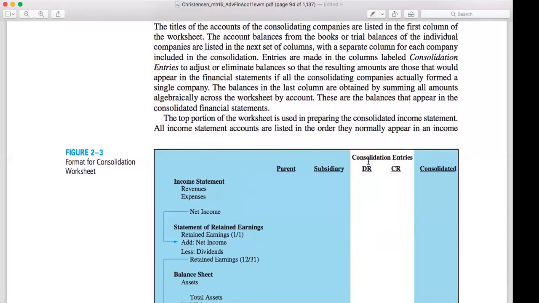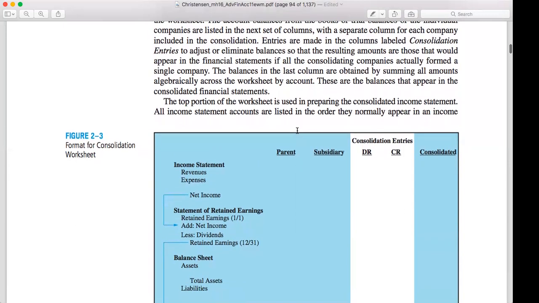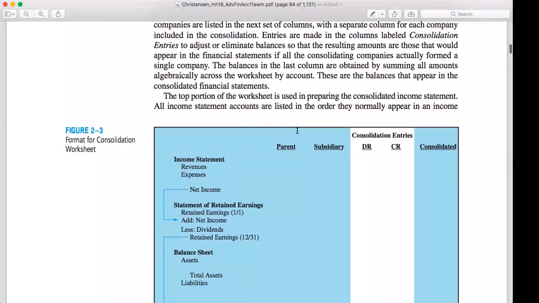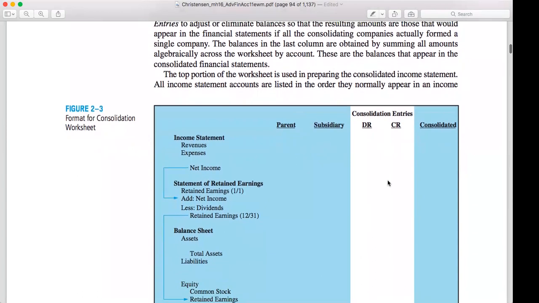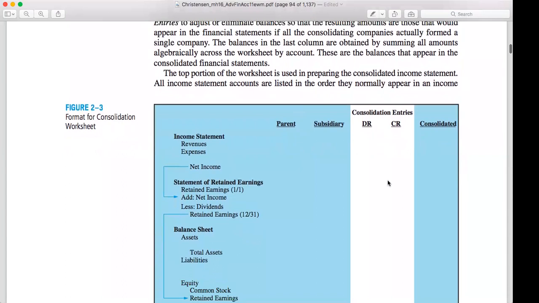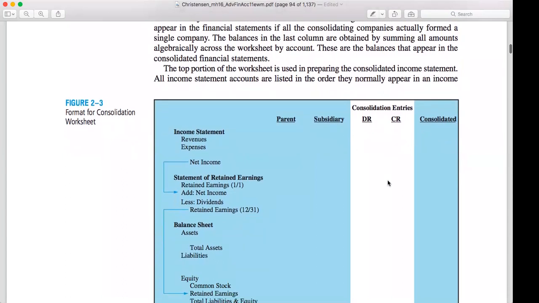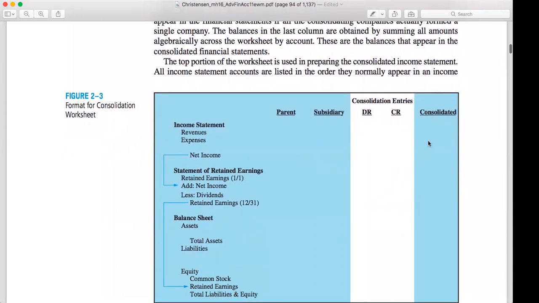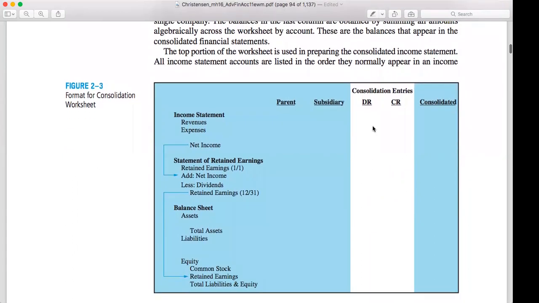This is talking about the consolidation entries here. All right, so in the column that we call consolidation entries, we need to adjust and eliminate balances that result from the transactions between the companies, as they become a single company. This is where we sum all the amounts, right? So after we make the consolidation here, okay.